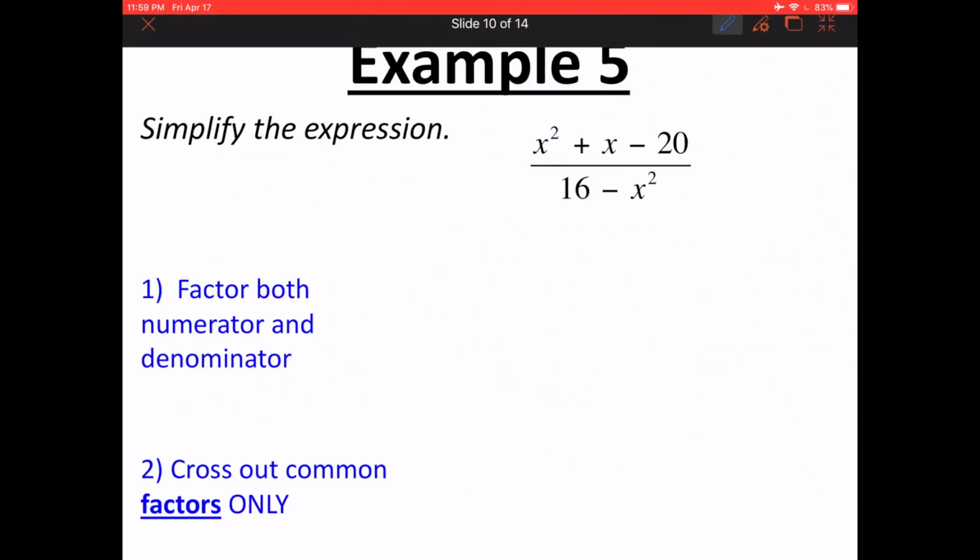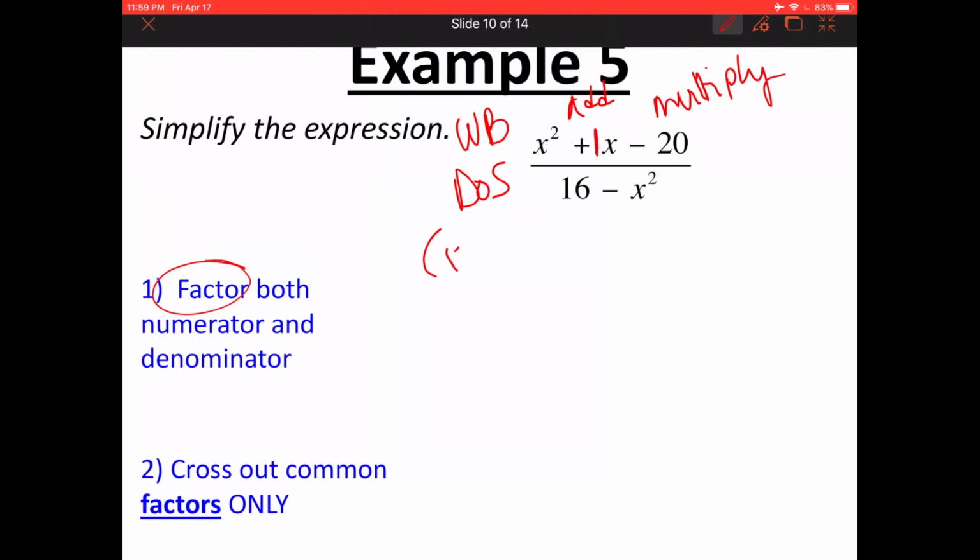All right, I believe this is our last example. Simplify the expression. So step 1 is, of course, to factor. In the numerator, I'm going to work backwards. In the denominator, I'm going to do difference of squares. So I have my invisible 1. I need two numbers that add to 1 and that multiply to -20. So my two numbers for the numerator are going to be x plus 5, x minus 4.